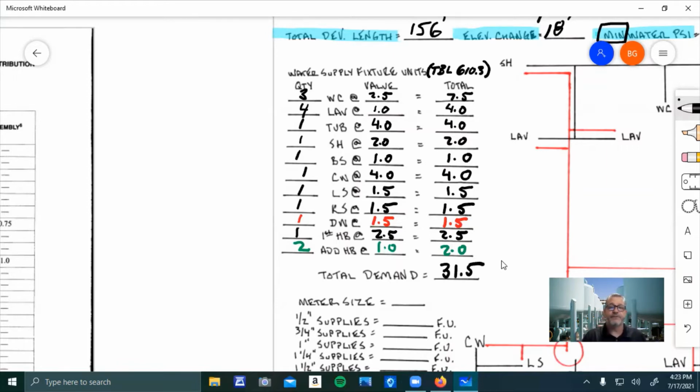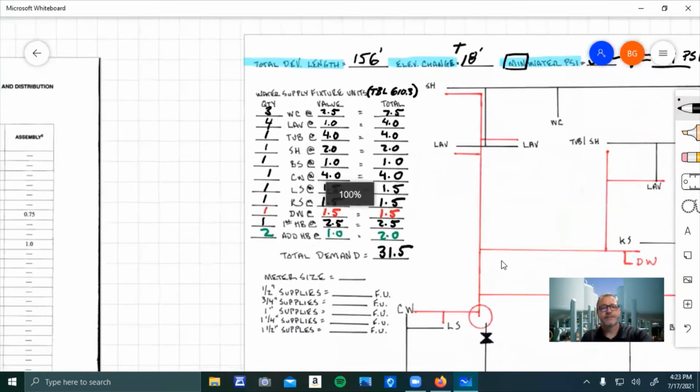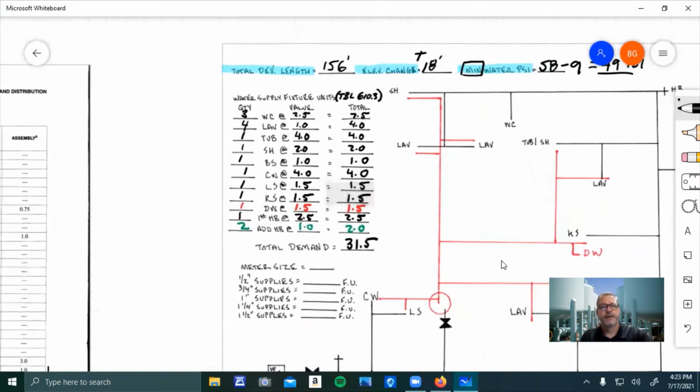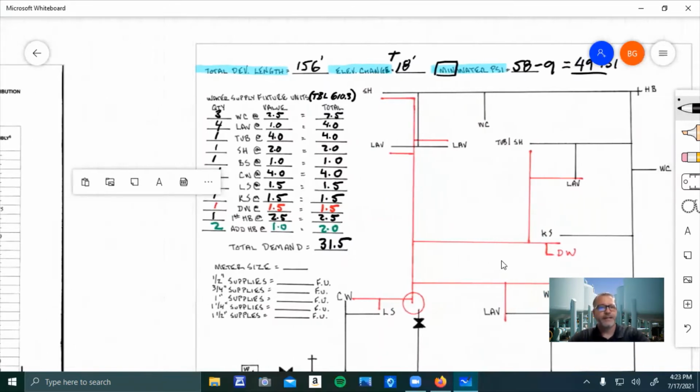So I have a total demand of 31.5 fixtures or fixture units. That total demand of 31.5 fixture units is the total demand coming in from the meter, not like everything. It's 31.5 fixtures that need to be supplied to this house.